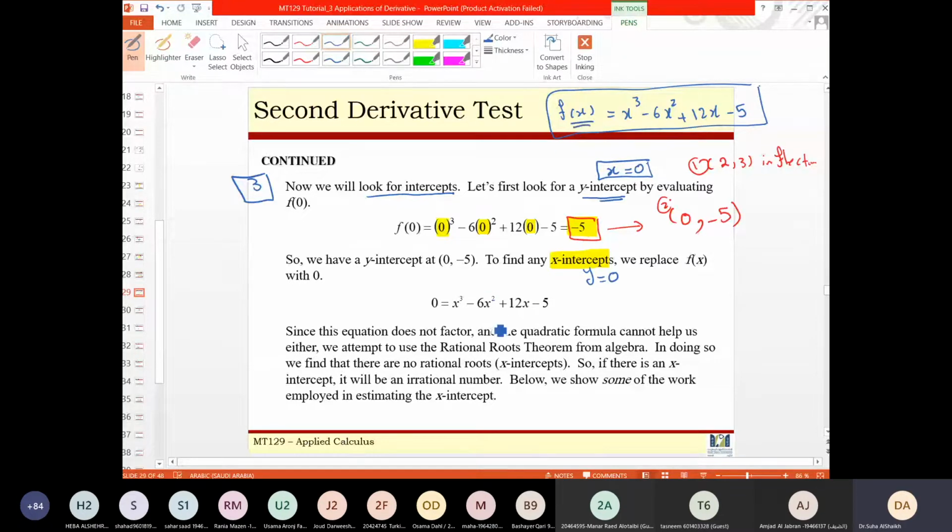What is y? The y is f of x. Meaning by letting x³ − 6x² + 12x − 5 equal to 0. I'm letting this equal to 0.